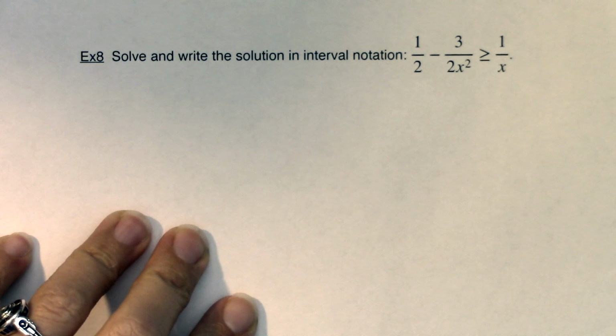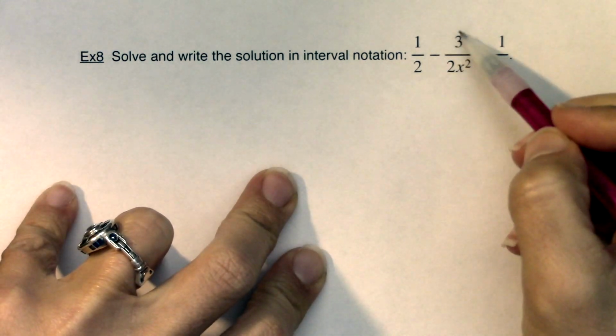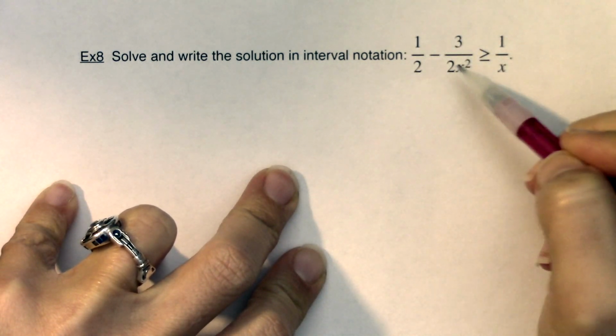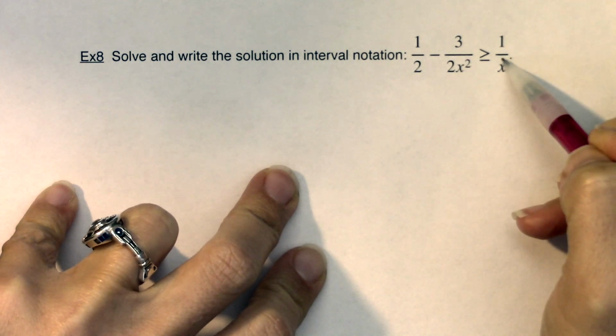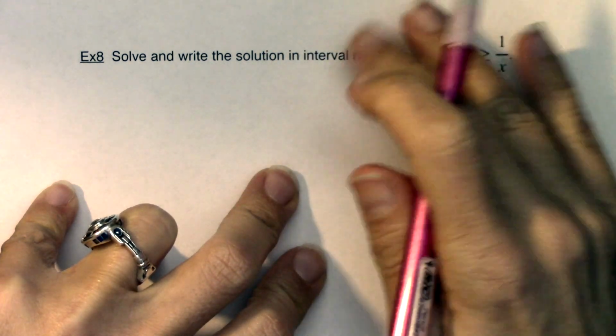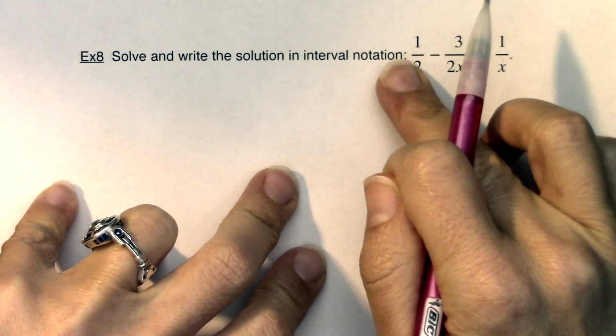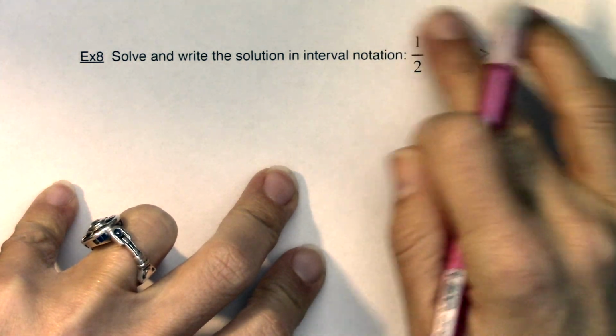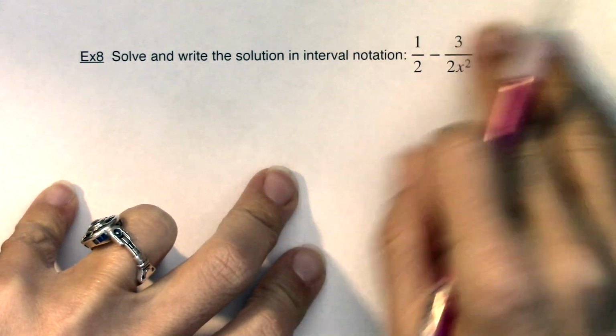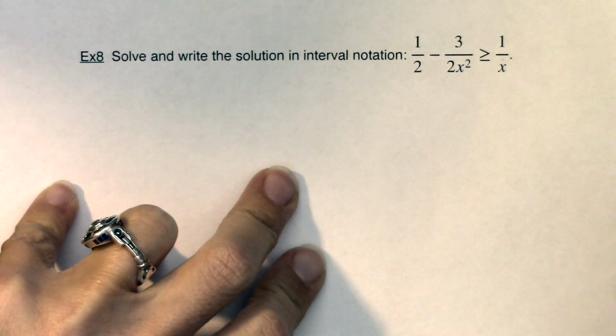Folks, let's start to look at example 8. So example 8, I've got some fractions here. I've got another fraction here. I want to solve this rational inequality, but what I need to do is get this 1 over x onto the left side. And then I need to get least common denominators and simplify whatever is on the left side.